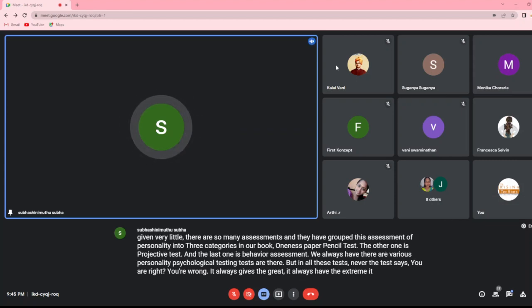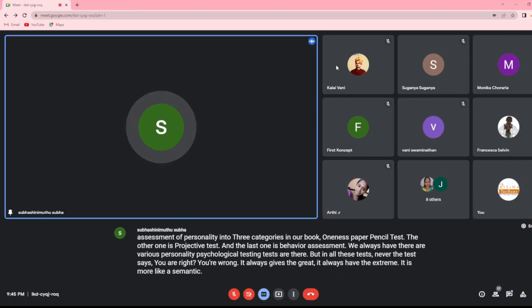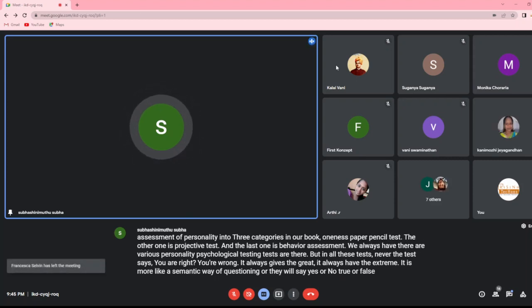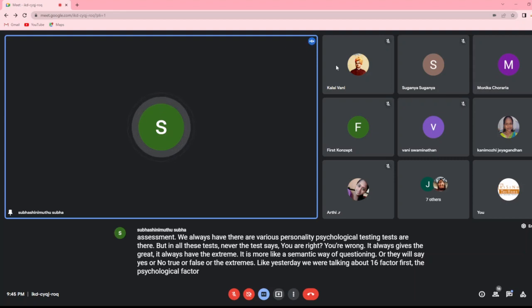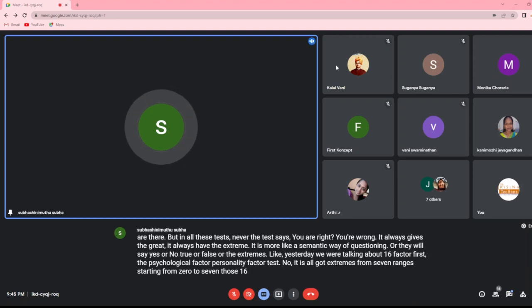It is more like a semantic way of questioning, where they will say yes or no, true or false, or the extremes. Like yesterday we were talking about the 16 personality factor test. It also has extremes from ranges 0 to 7 for those 16 factors. It all comes under this.